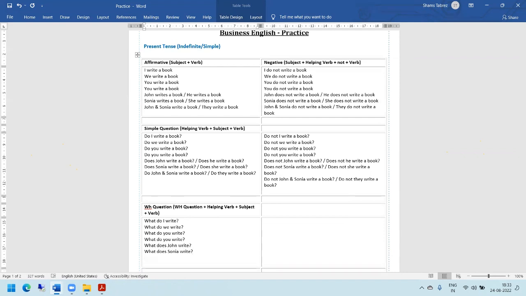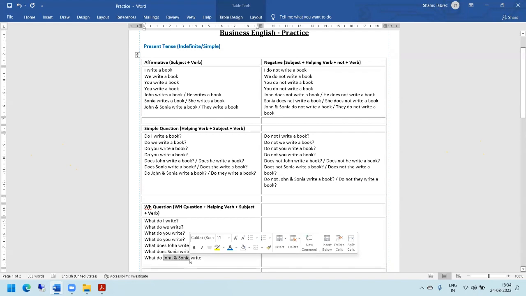Then, for animals or non-living things, we cannot use the word write. So just directly jump to, what do they write? Yeah, you can use they also. What do John and Sonia write? Instead of John and Sonia, we can use the pronoun they. Okay. Now, if I want to add not to it, what will be the sentence?